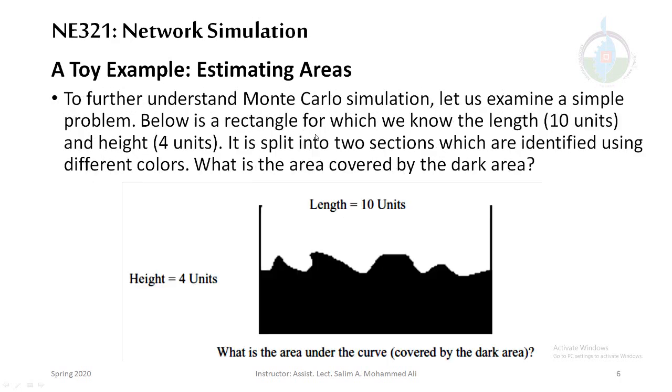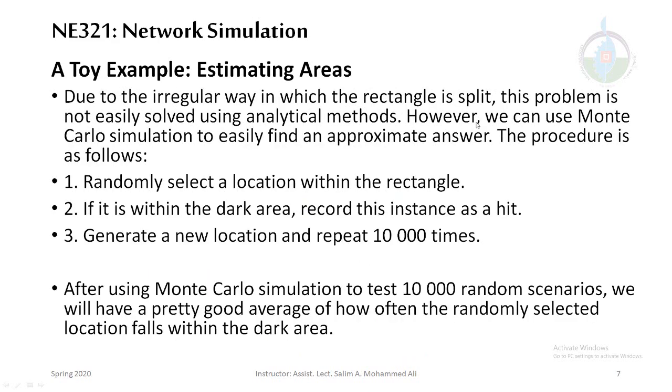With an analytical method, we usually make an equation, like a second degree, third degree or fourth degree equation. This irregular shape has an infinite number of equations or analytical problems to solve, and this is impossible to do in real life. So instead, we are going to use random number simulation, which is mainly Monte Carlo simulation, to easily find the approximate answer. The procedure is as follows.